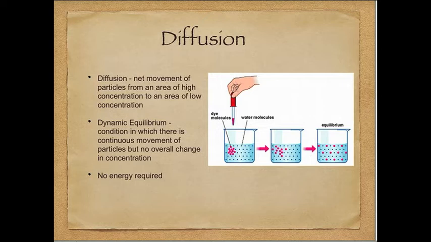This is actually what we want to achieve: dynamic equilibrium, which means that the concentration is going to stay the same, but because the particles are continuously moving, the movement is continuous, but no change in concentration is going to occur. This type of movement, which we call diffusion, requires no energy.